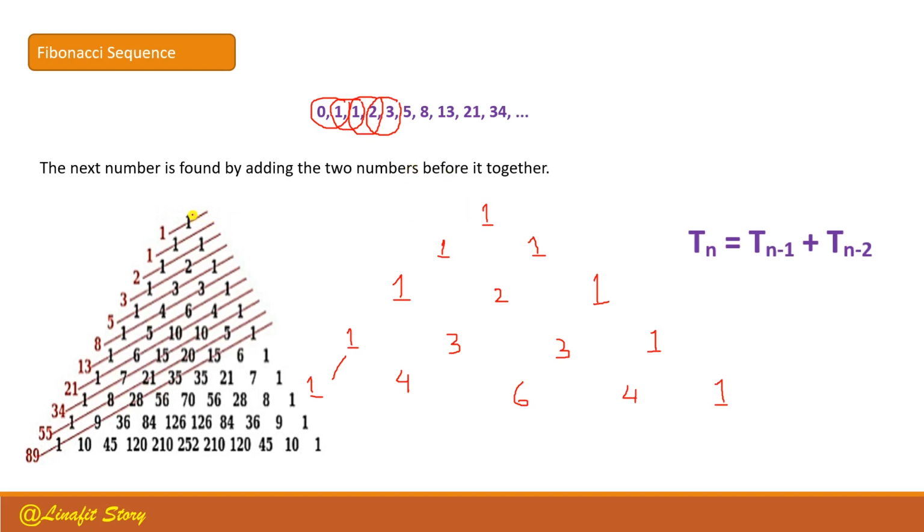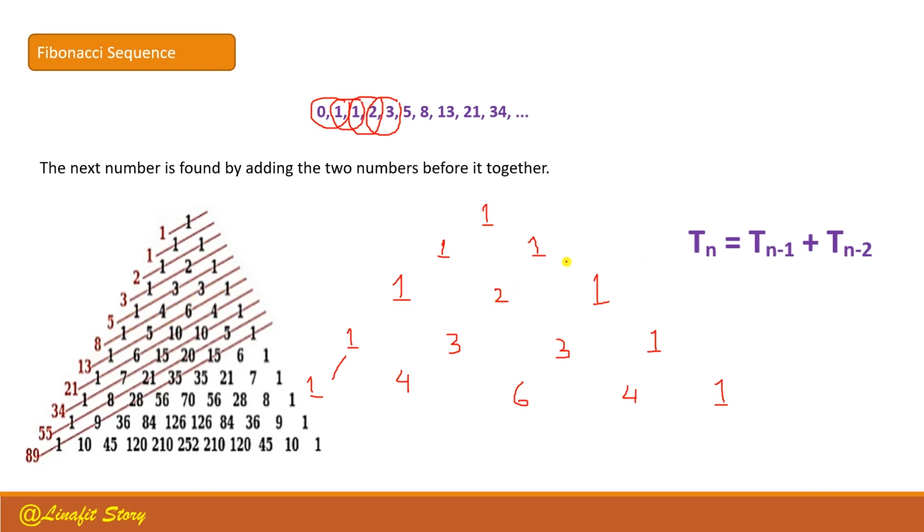So here is 1. 1 plus 0 is 1. And then 1 plus 1 is 2. 1 plus 2 is 3. 2 plus 3 is 5. 3 plus 5 is 8. 5 plus 8 is 13, and so on.